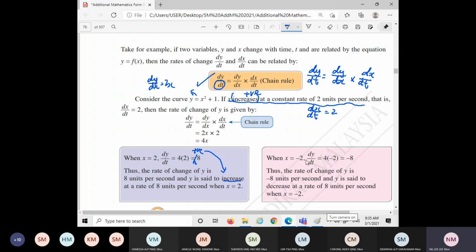How about when x is equal to -2? Then you get -8. So if negative, you say decrease.